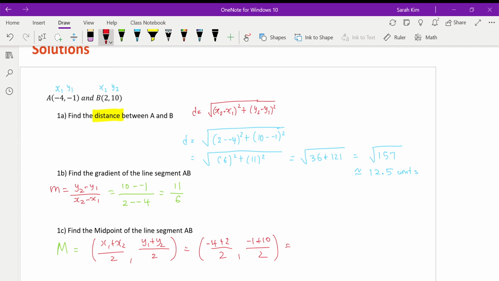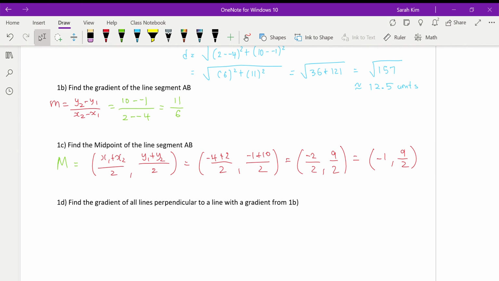Right, I'm going to simplify that. Negative 4 plus 2 is negative 2. Negative 1 plus 10 is 9. I'm going to simplify this a little bit further because I can do negative 2 divided by 2, which is negative 1. And then 9 over 2 stays as 9 over 2.